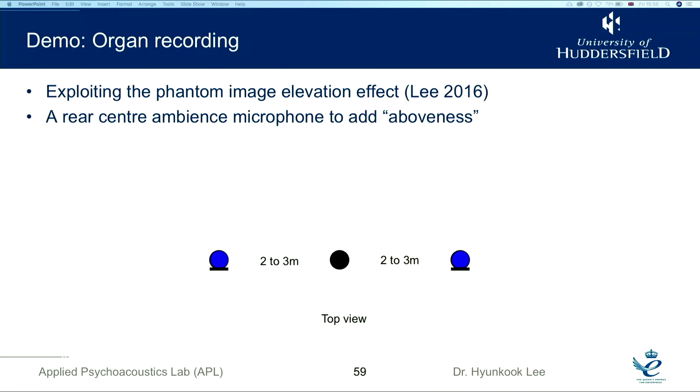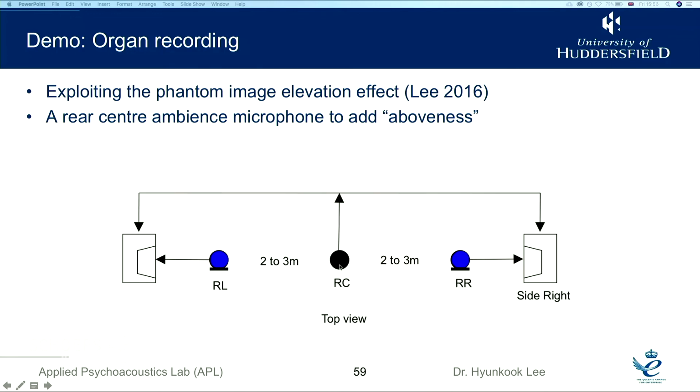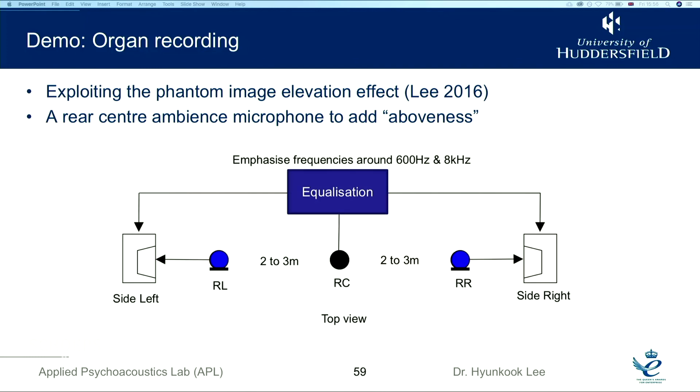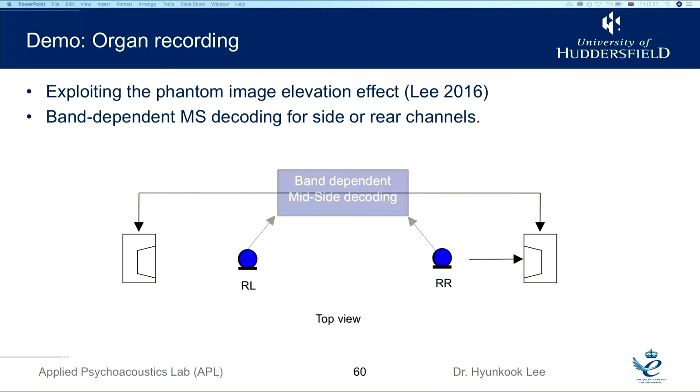So we can actually use this effect for recording ambience. Instead of just using two microphones to capture the decorrelated ambience, I use another center microphone that goes to both rear left and rear right speakers. So you have some elevated image up there, as well as wide and spacious ambience. Then we can equalize the center signal, emphasizing around 600 hertz or 8 kilohertz, so you can have some impression of height without affecting the tonal quality too much.